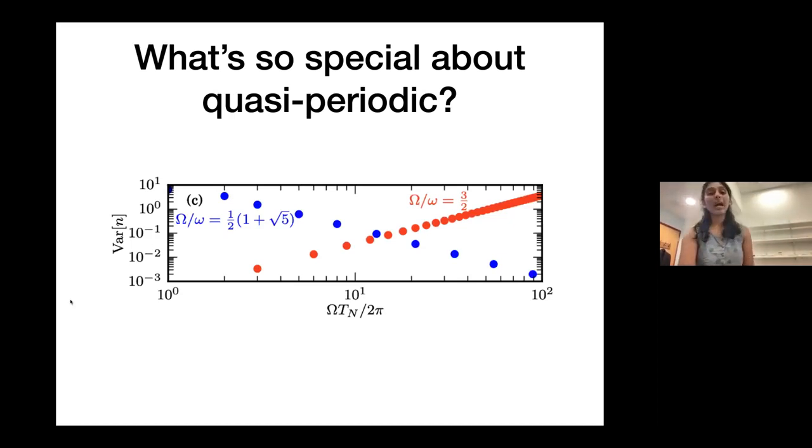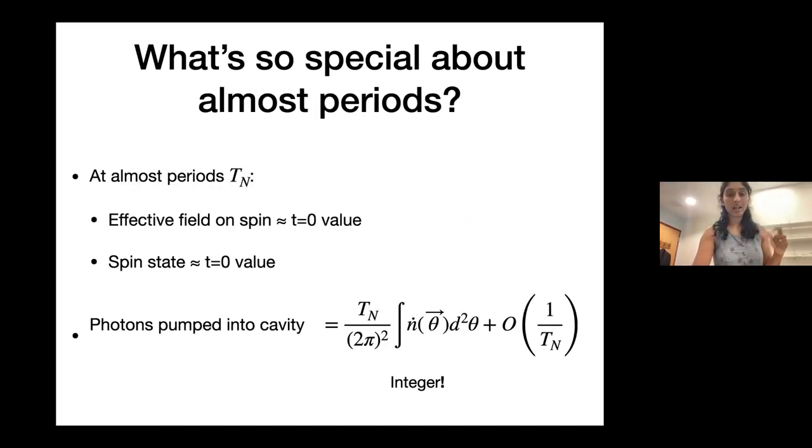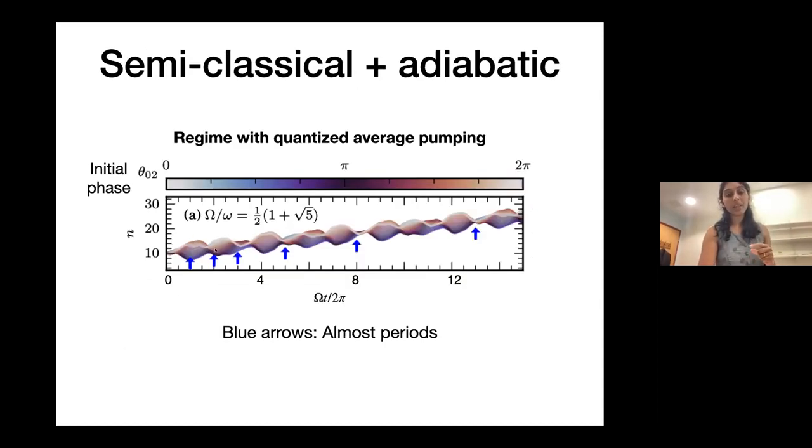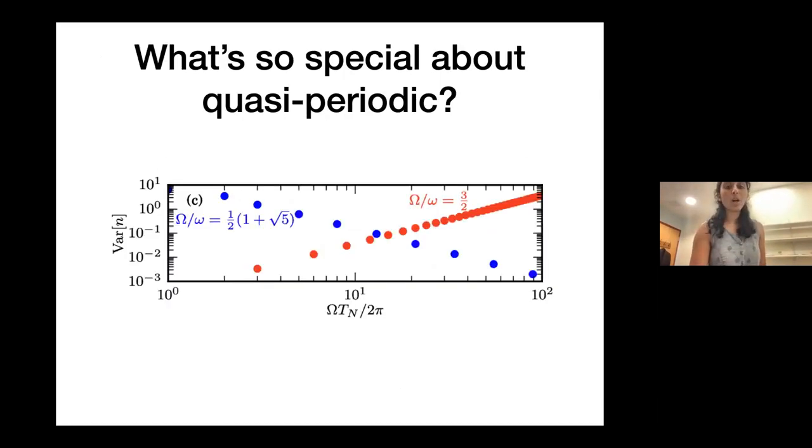So this graph here plots out the variance, basically the width of n, across this ensemble of trajectories for both commensurate drive frequencies in red and incommensurate drive frequencies. And you see something quite startling. You see that when you have incommensurate drives, the quality of these rephasings gets better and better as you wait for longer and longer, almost periods, as we saw in the previous slide. But if you had commensurate frequencies, so here ratio 3/2, then it's getting worse, right?